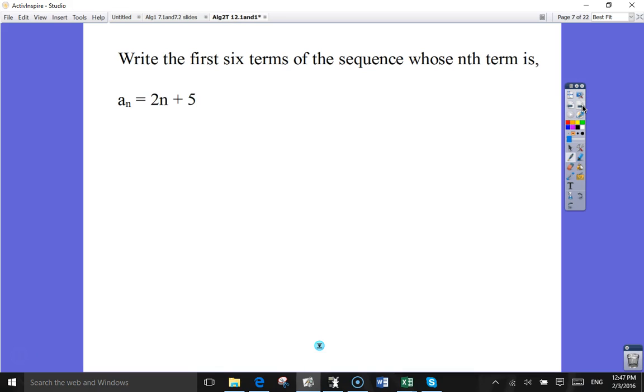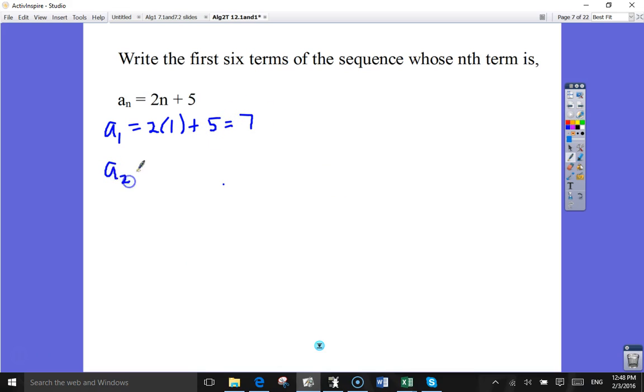So if you have a formula, you should be able to generate terms in the sequence. This is a very common kind of question. Here's a formula for a sub n. Write the first 6 terms in the sequence. So that means plug in for n 6 times. Right? A1 will be 2 times 1 plus 5, which is 7.